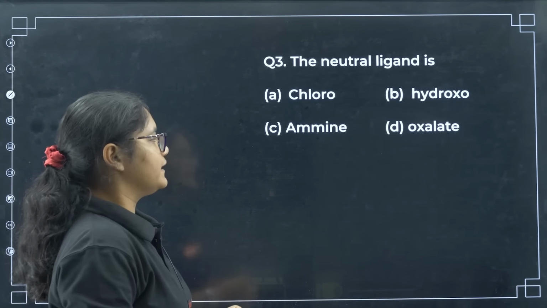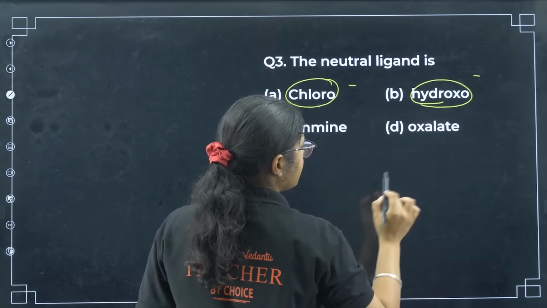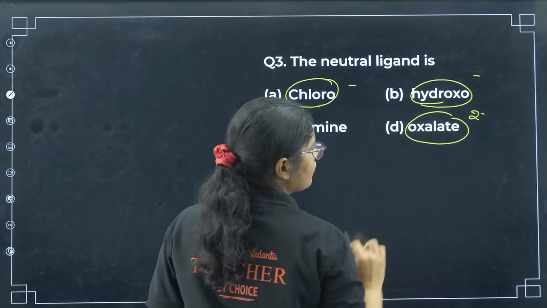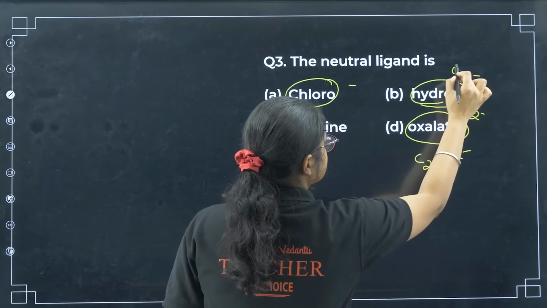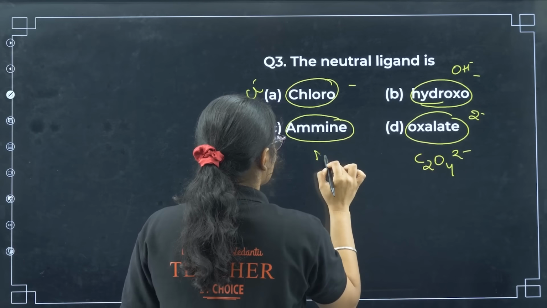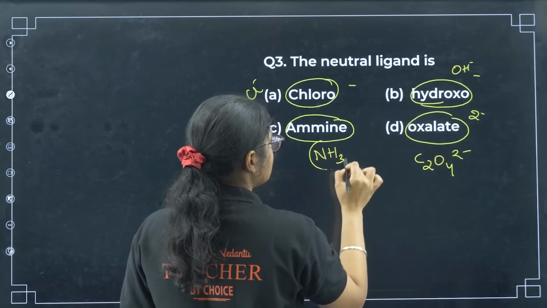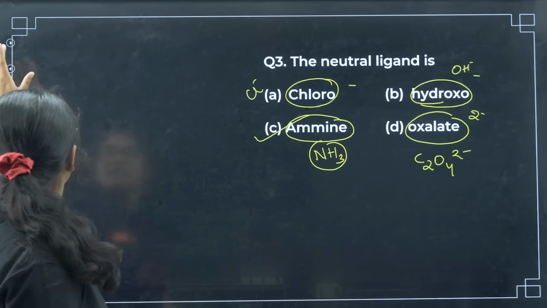Next, the neutral ligand is. Chloro is a negative ligand, hydroxo is a negative ligand, and oxalato is C2O4 2-. This is OH-, and this is Cl-, and amine is your NH3 group, which is a neutral ligand. So option C is the correct answer.